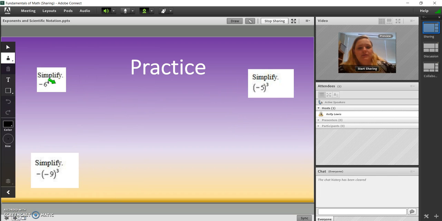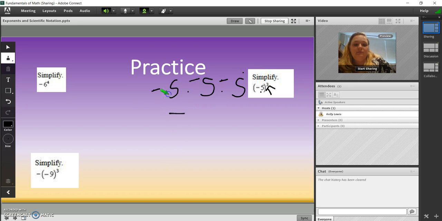This one here means -5 times -5 times -5. It does not mean -5 times 3. This exponent tells you how many times to write the multiplication. So this is going to be negative times the negative is a positive, times the negative is a negative. 5 times 5 is 25, times 5 is 125.